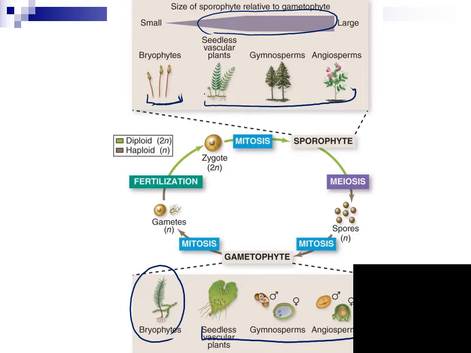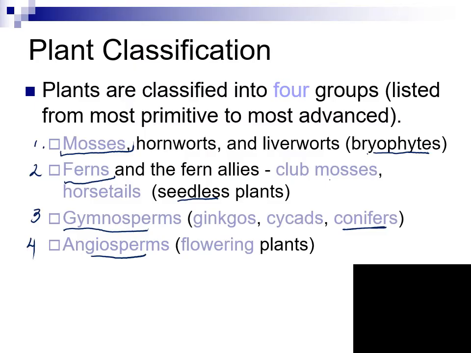Okay, so the diagram in your book, this is at the end of the chapter, I think is a little bit more difficult to read, but it gives you the life cycle alternation of generations in the middle, and then it shows with the mosses, they have a dominant gametophyte, and then with these three sets of plants, they have the dominant sporophyte.